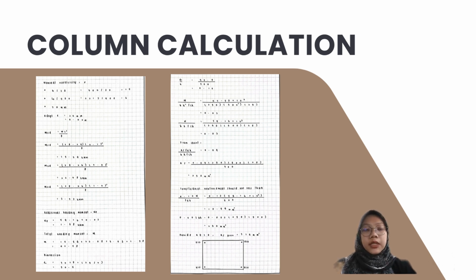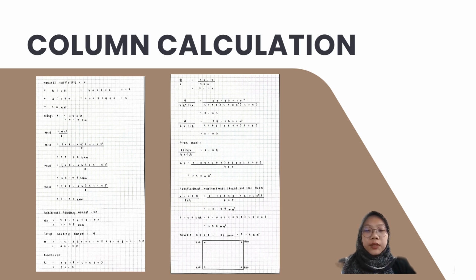Then we need to calculate the MED for each beam by using WL square over 8. And for the first beam, we got 15.59 kilonewton meter, and the second one 22.08 kilonewton meter, and the third one 3.53 kilonewton meter. Then we need to know also additional bending moment NE by times 79.16 with 0.02, we got 1.58 kilonewton meter. Then we total up all the MED that we got before and also add the 1.58 kilonewton meter. Then we got 42.78.